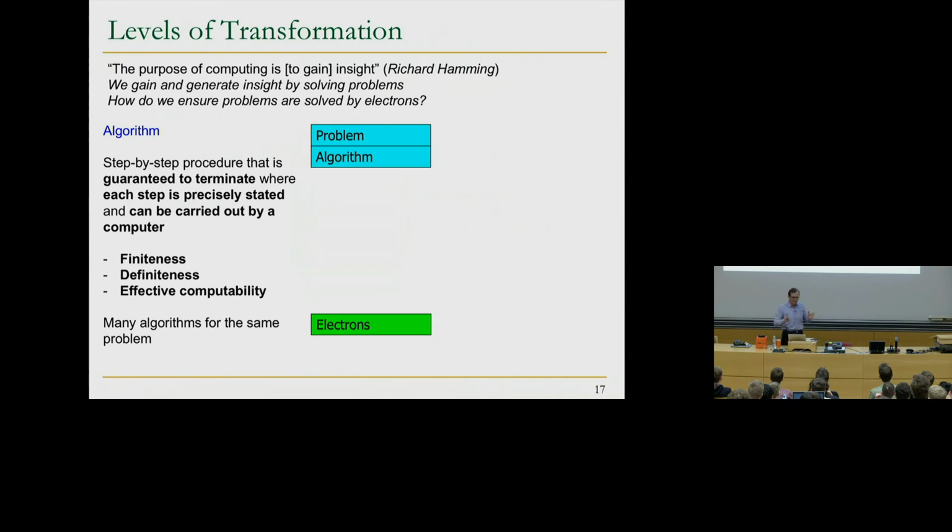Executable, meaning basically it has three characteristics. It needs to be finite. It needs to complete. It needs to be definite. It needs to be precise enough to be executed. It needs to be effectively computable, meaning that a Turing machine should be able to complete it.